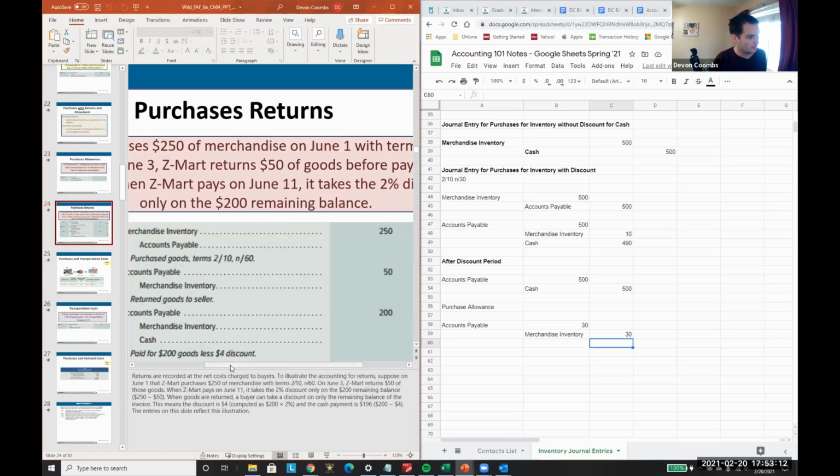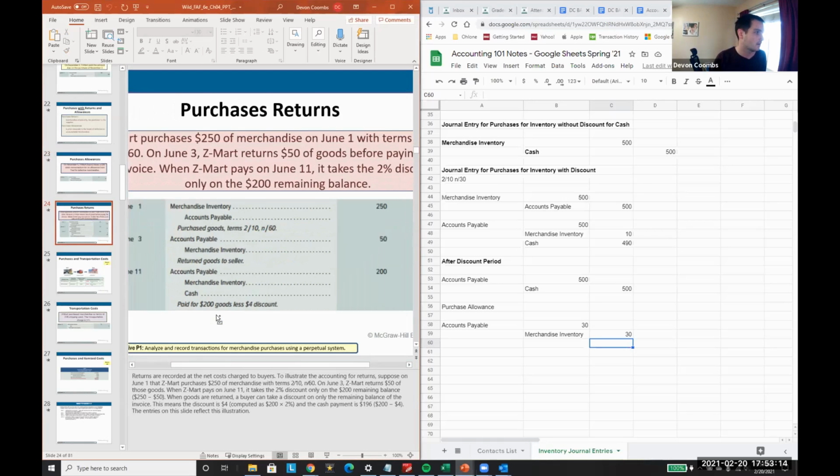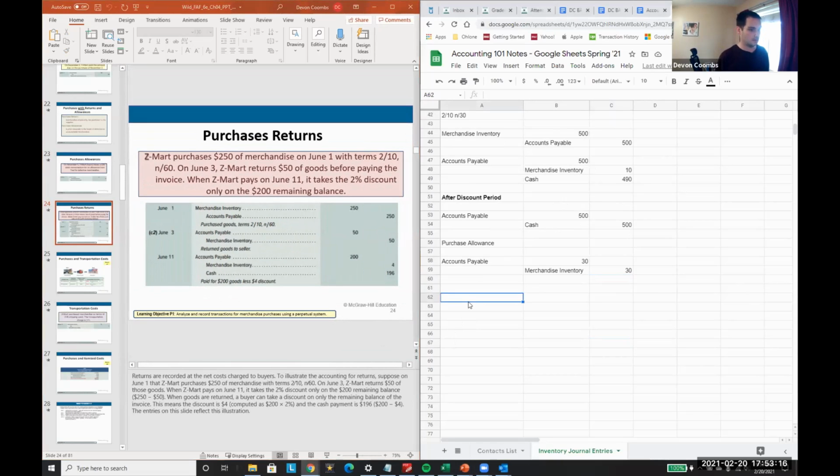What about a return? Returns get a little more complex. And so we're going to go through these. So we'll have to start being organized, right? Track everything. So let's track the dates. We'll go June 1st.